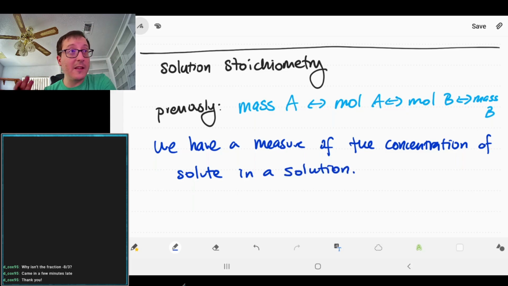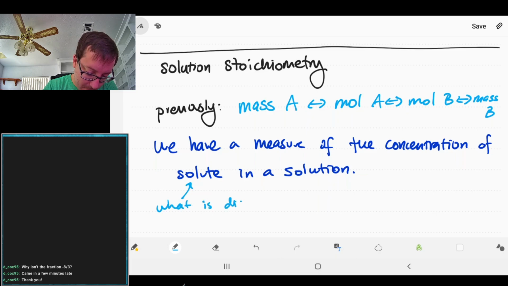Solute meaning the thing that's dissolved, of course. Just in case we forgot that. So remember, the solute is the thing that's dissolved. So, for example, salt water, the solute is salt. Solvent is water. The solution is salt water.